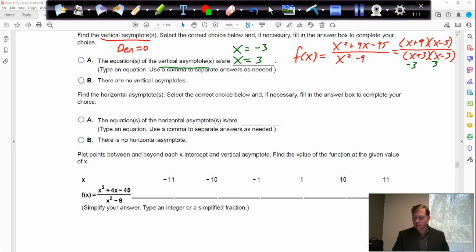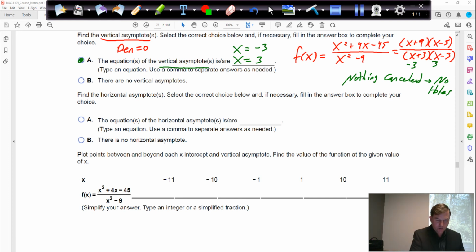Now notice that none of these bubbles cancel. Neither of these bubbles on top, neither of these bubbles on the bottom will cancel. So I don't have any holes. In fact, let's write that. So nothing canceled, and therefore no holes. Okay. But we did have two vertical asymptotes at x equals -3 and x equals 3. Okay, let's look at the horizontal asymptote.